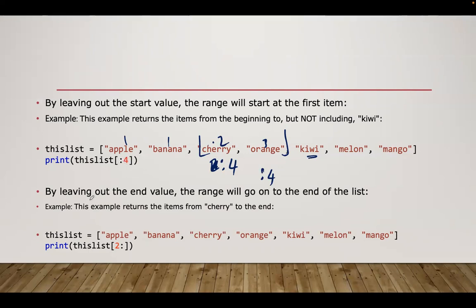In the same way, if you leave the end open, the range will go to the end of the list. So it's going to start from 2 colon. This is not the same as this. This is going to leave the number 4 out, but this is going to start from the number 2. So it's going to count 0, 1, 2. It's going to start from here and print to the end of it. So I will go to Google Colab now so that we can have a direct look at what I'm talking about.